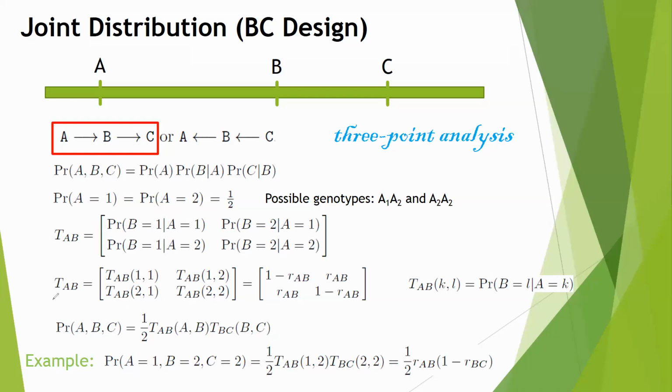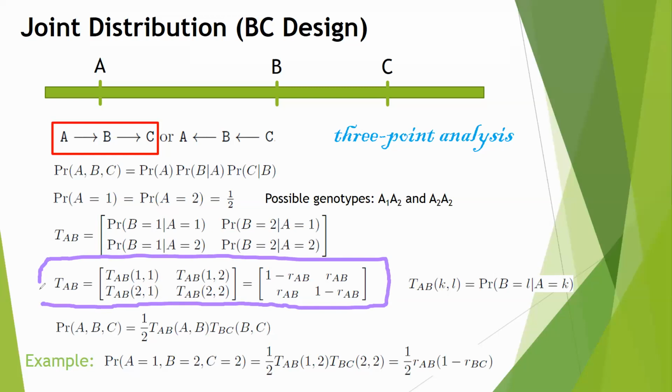All right, so once you have all these transition matrices specified, then we can use the conditional probability theorem to calculate the joint probability. So what's the probability for a specifically observed genotype in a progeny? We can use this formula to calculate this. All right, let me give you an example here.